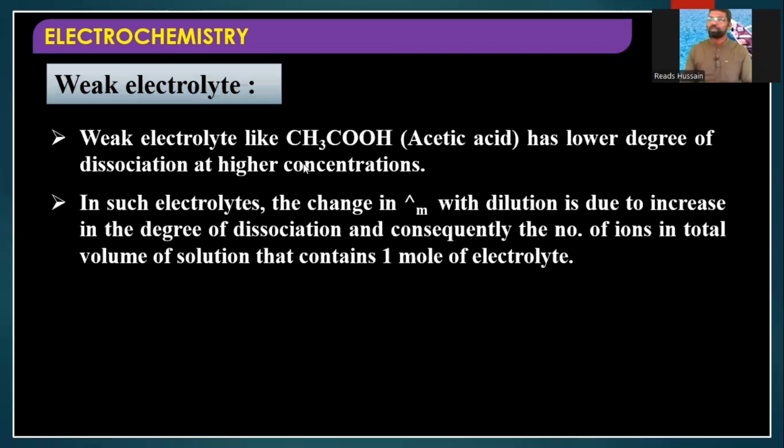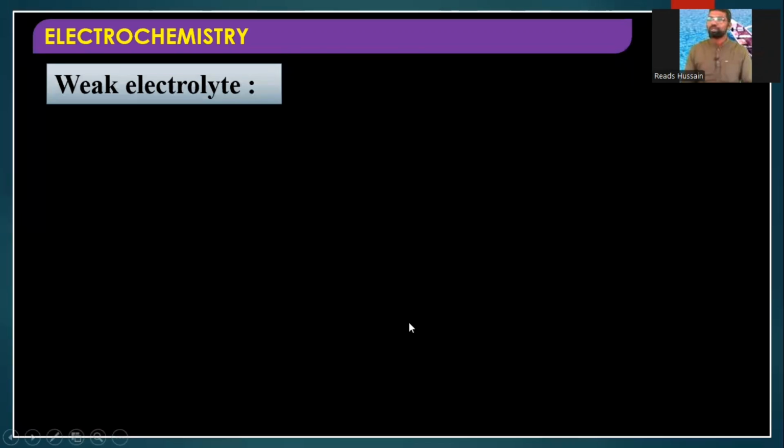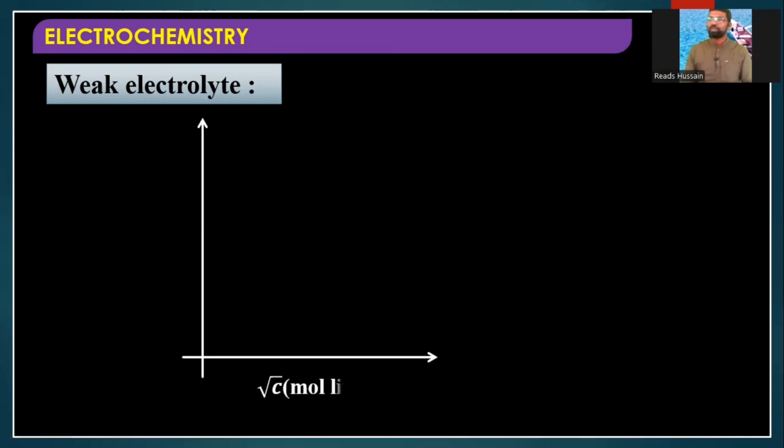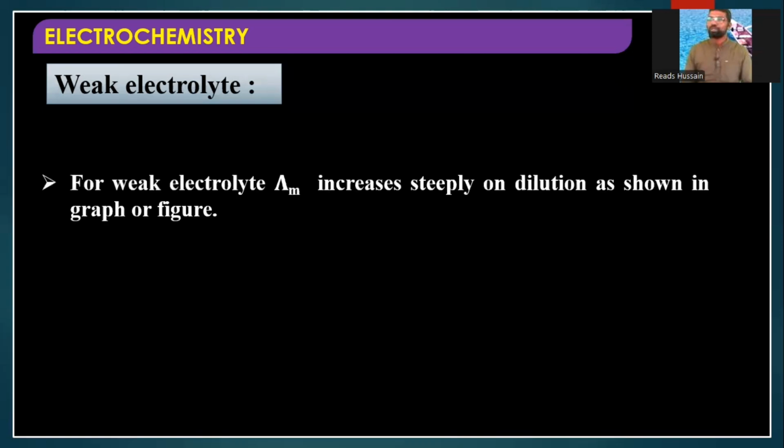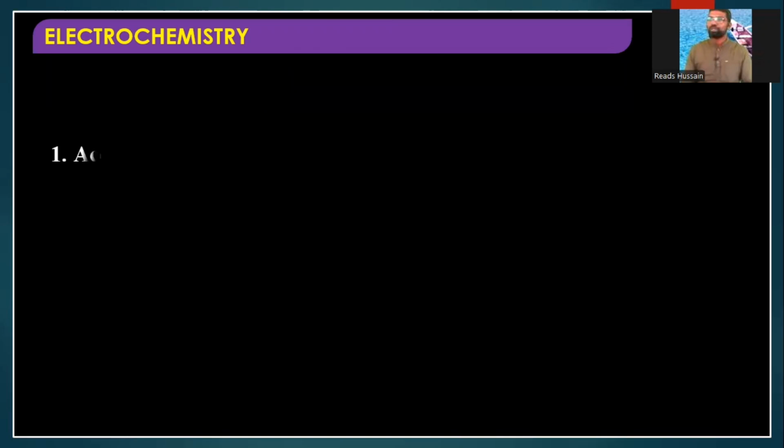Okay, we'll come to the slide. So this is the meaning of this statement. Here one graph is given according to Debye-Huckel-Onsager equation. If you draw a graph for weak electrolytes, we'll get a curve like this. Dear students, for strong electrolytes, we have already seen the graph and we get a straight line with negative slope. For weak electrolytes like acetic acid, we will get a curve with negative slope only. Remember this. For weak electrolytes, lambda m increases steeply on dilution as shown in the graph.